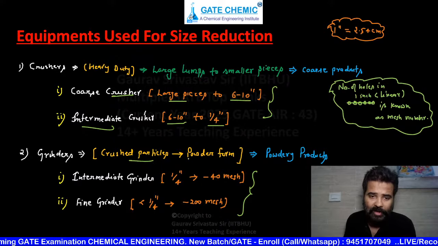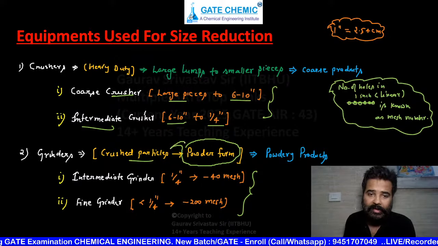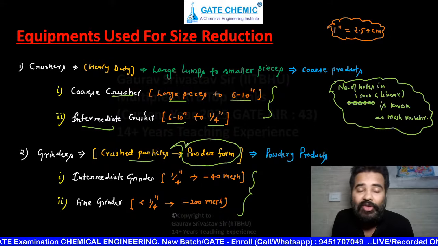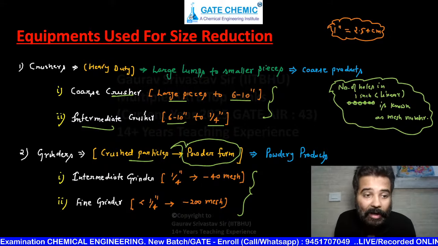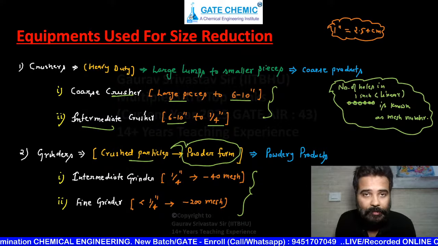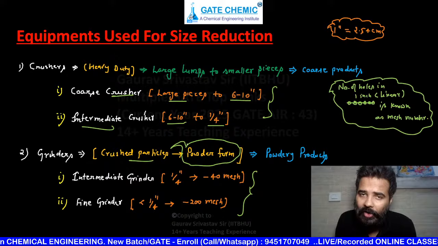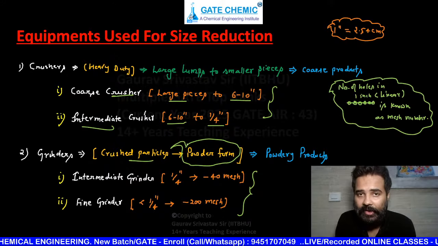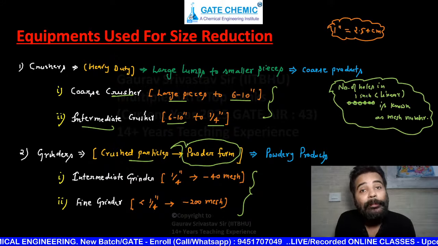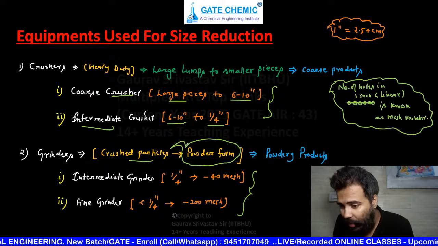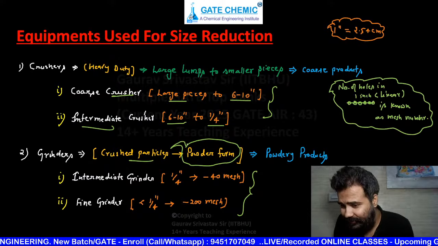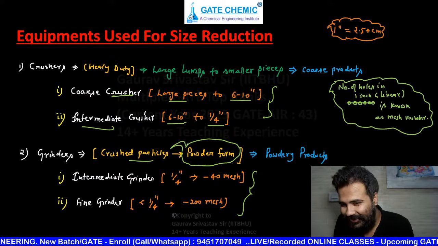Grinders, now crushed particles to powder form. That is, when you want to convert to powder form, you do not get powder from a crusher, you get powder from a grinder. So crushers are just going to give you smaller pieces as product. Grinders can give you powdery products. Okay, is it clear to all of you, beta? Is it crystal clear?